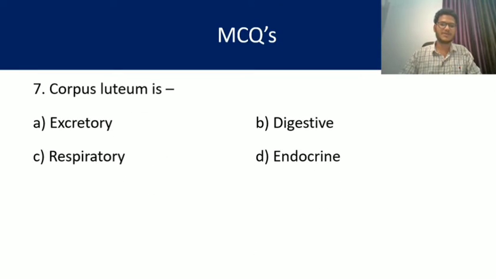Question number 7 for you. Corpus luteum is excretory, digestive, respiratory, or endocrine. So we know that corpus luteum has an important role in the secretion of progesterone and it helps in the secretion process. So it is endocrine in function. D is the right answer.